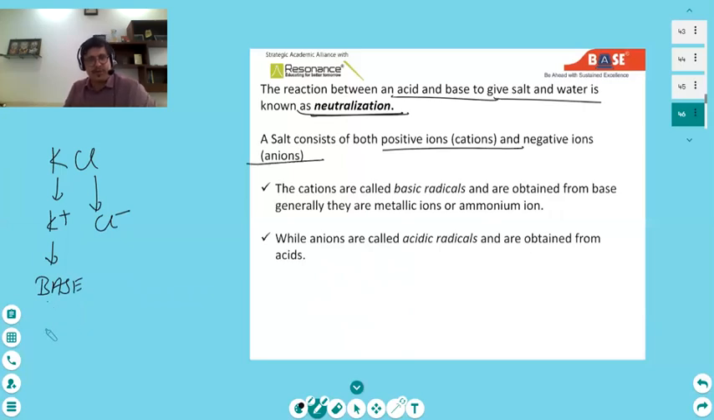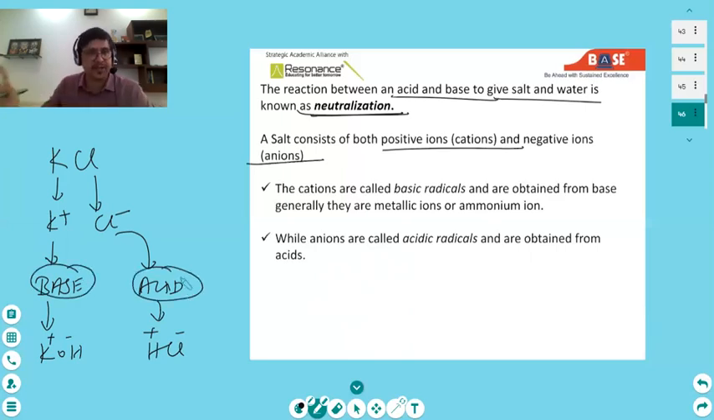Okay. So which base? Suppose I take it as KOH. And in that also, there is a positive and a negative part when you add it into water. And this comes from acid. So which acid? This is coming from HCl, with a negative and a positive part. So this is the base with its basic radical, and the acid with its acid radical. The connection is complete, so current will flow. Okay? Good.